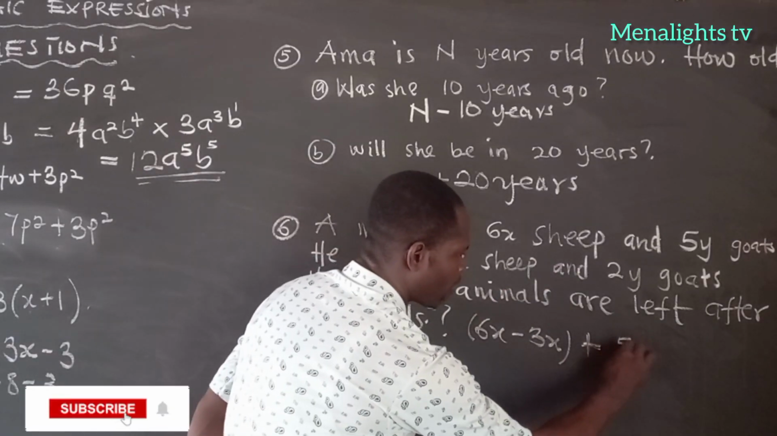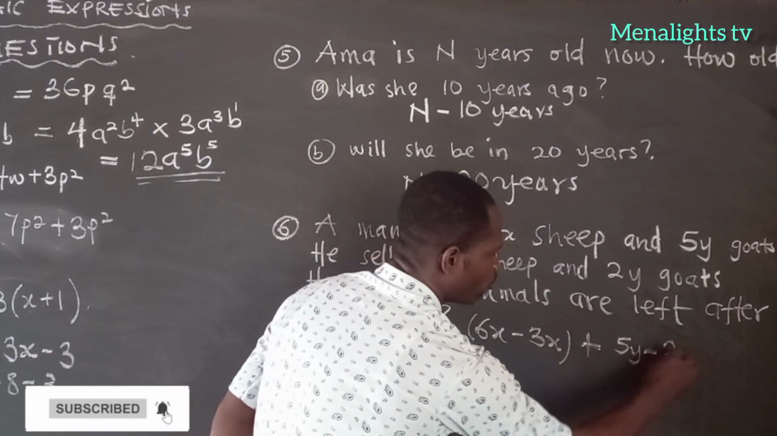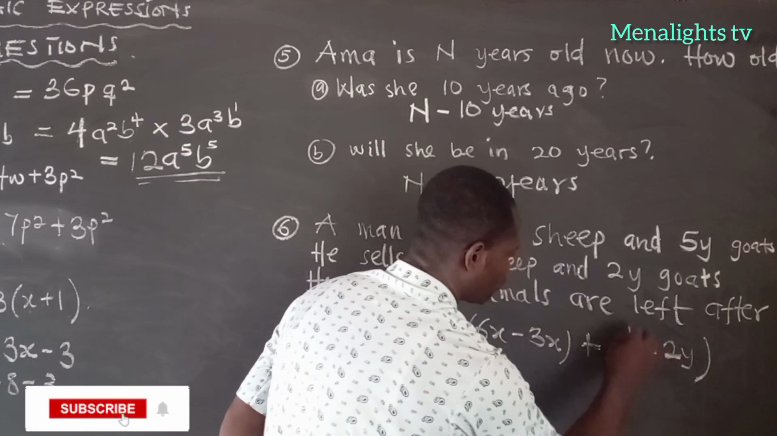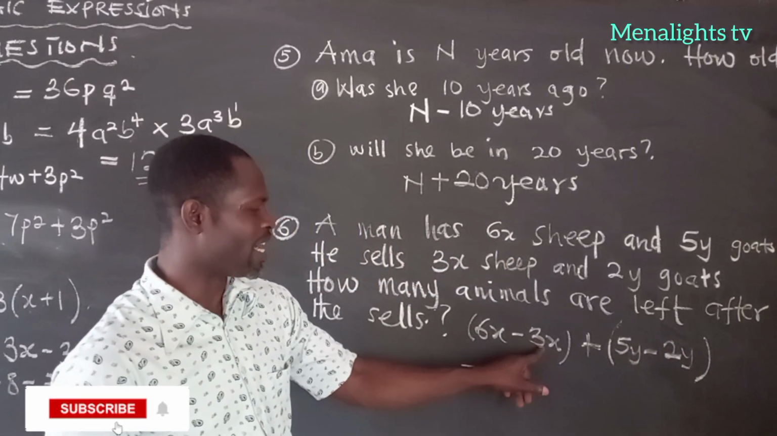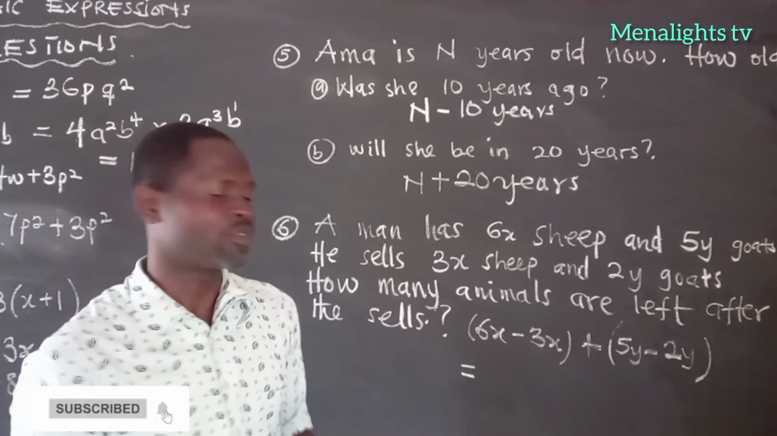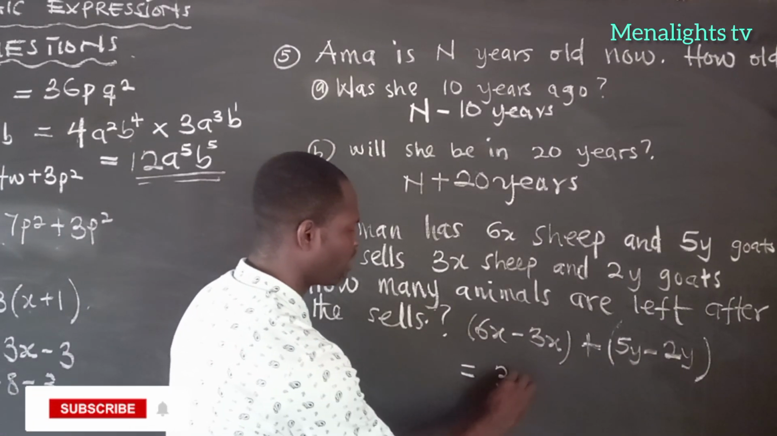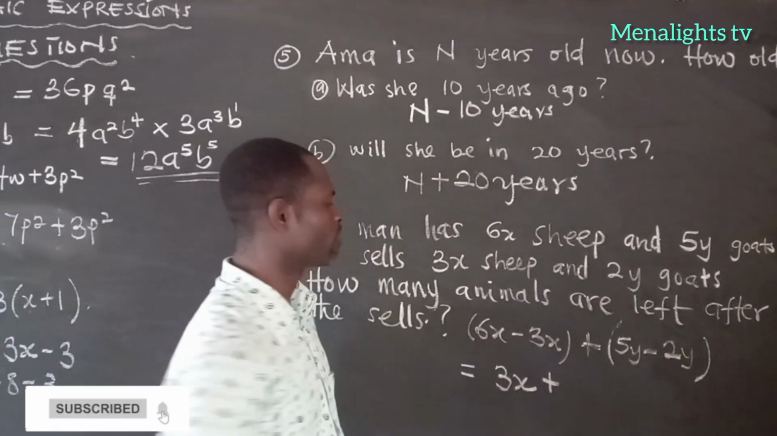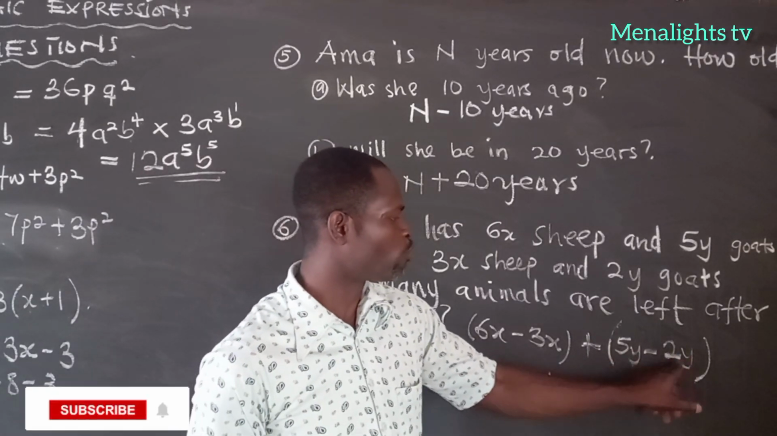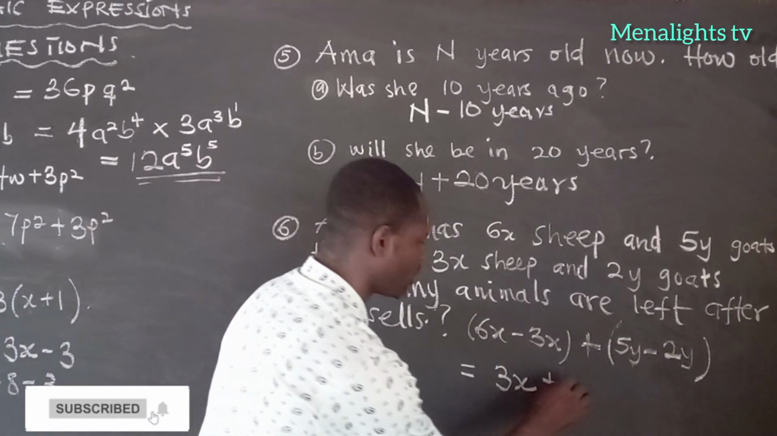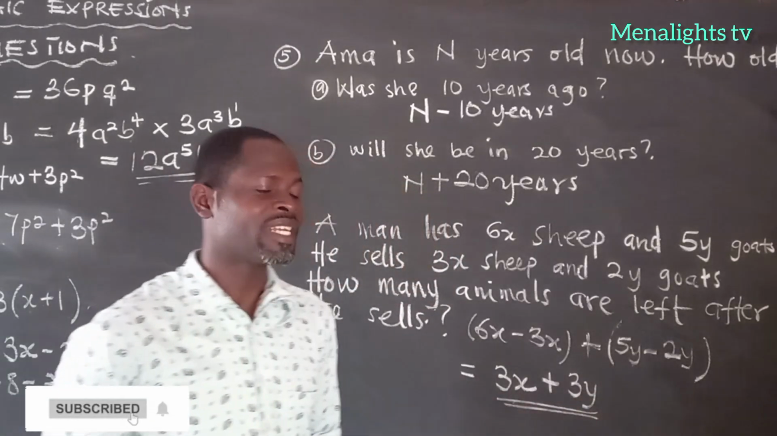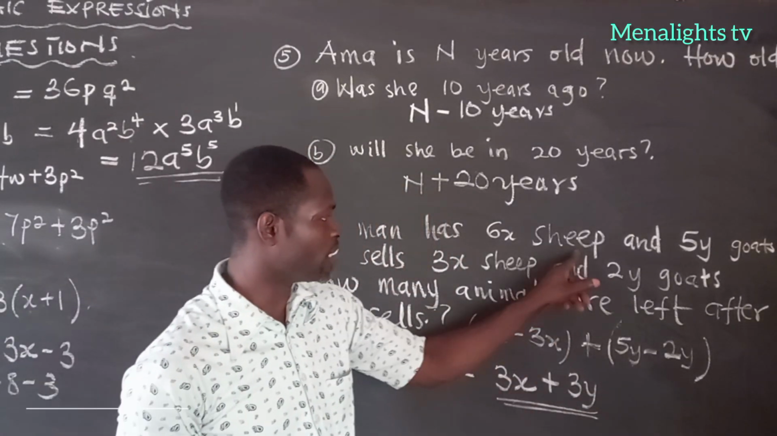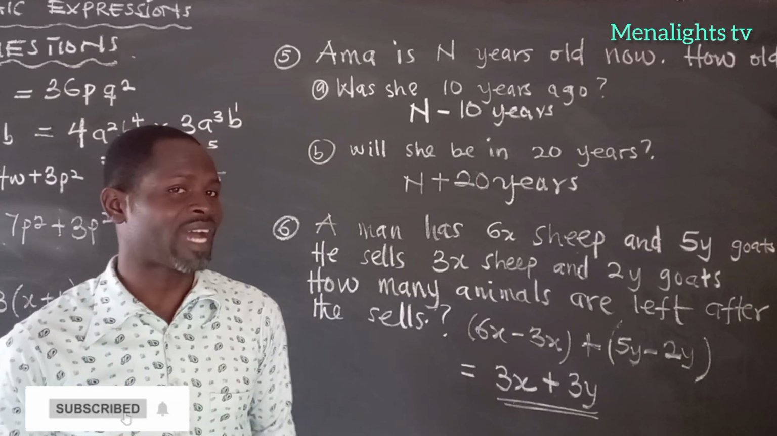So 5Y minus 2Y. So from there you can say that you take 3X from 6X, we are left with another 3X. Then plus 5Y minus 2Y will give you what? The same 3Y. So looking at this, the man is having 3X sheep plus 3Y goats left after the sales.